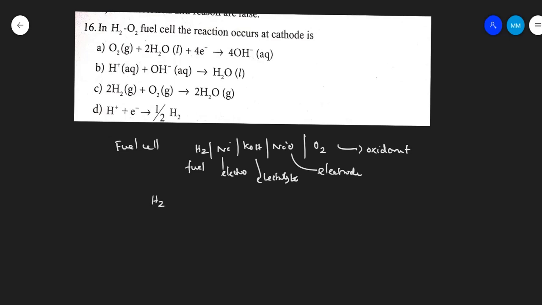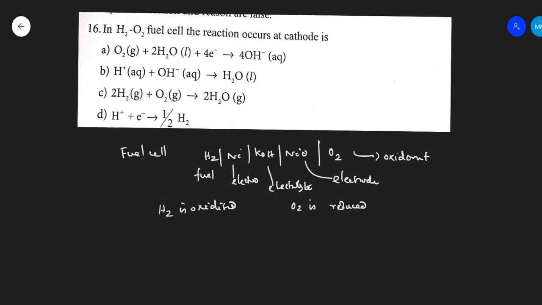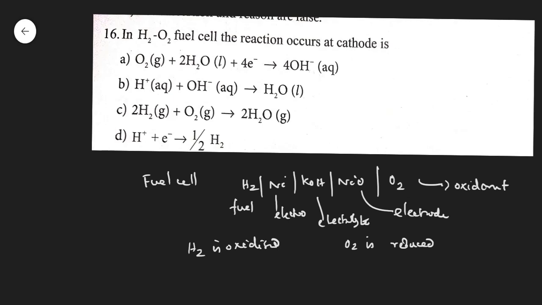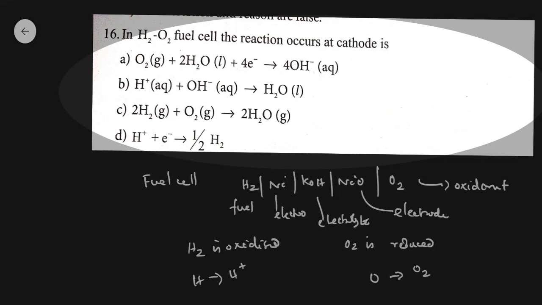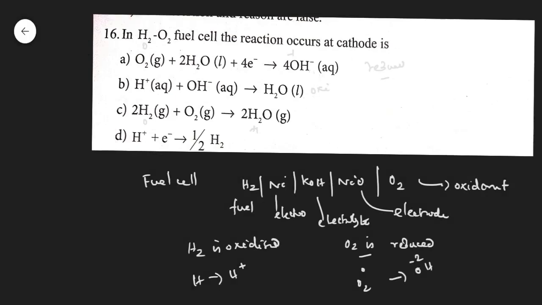Here the hydrogen is oxidized and oxygen is reduced. Oxidation occurs at the anode, reduction occurs at the cathode. Hydrogen is oxidized, that means H is converted into H plus; the oxidation number goes from 0 to 1. Oxygen is reduced, which means its oxidation number is reduced, from 0 to minus 2. So oxygen is reduced at the cathode, where reduction takes place. Hydrogen is oxidized to water, going from 0 to plus 1. But in the cathode, reduction takes place. This one is the correct answer.